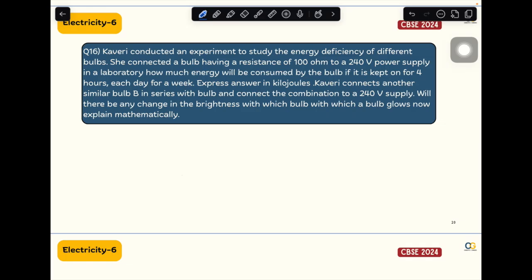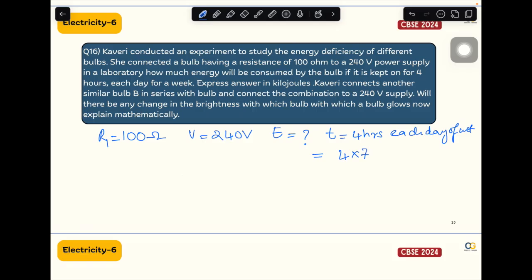So Kaveri conducted an experiment to study the energy efficiency of different bulbs. She connected a bulb having a resistance of 100 ohms to a voltage supply of 240 volt in a laboratory. How much energy will be consumed by the bulb if it is kept on for 4 hours each day of a week? So the total hours this was kept is 4 into 7 days in a week, which is 28 hours. If I write it in seconds, it will be almost equal to 1,800,000 seconds.